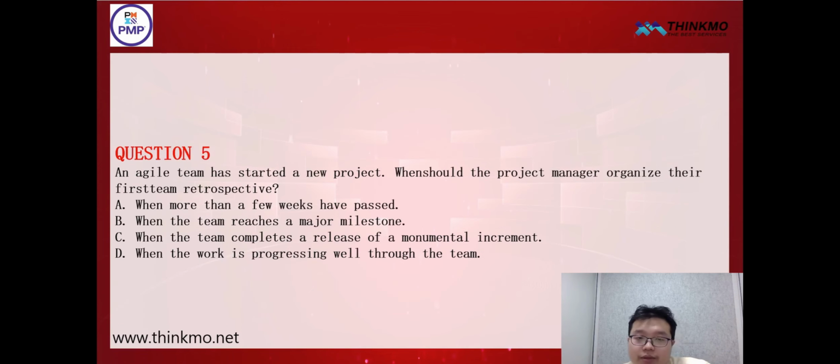For question 5, first of all, our Agile team has already started a new project. So when should the project manager organize their first team retrospective? A team retrospective is basically a review or summary. First, option A is after a few weeks have passed. Option B is when the team reaches an important milestone. Option C is when the team completes a major quality release. Option D is when the team is making good progress, and the team's work is progressing smoothly. These are our 4 options.